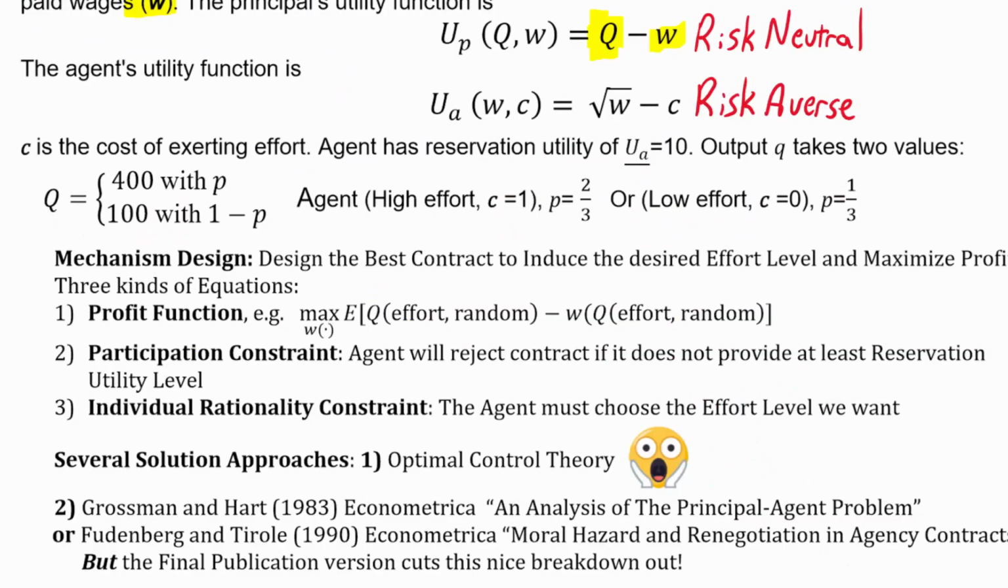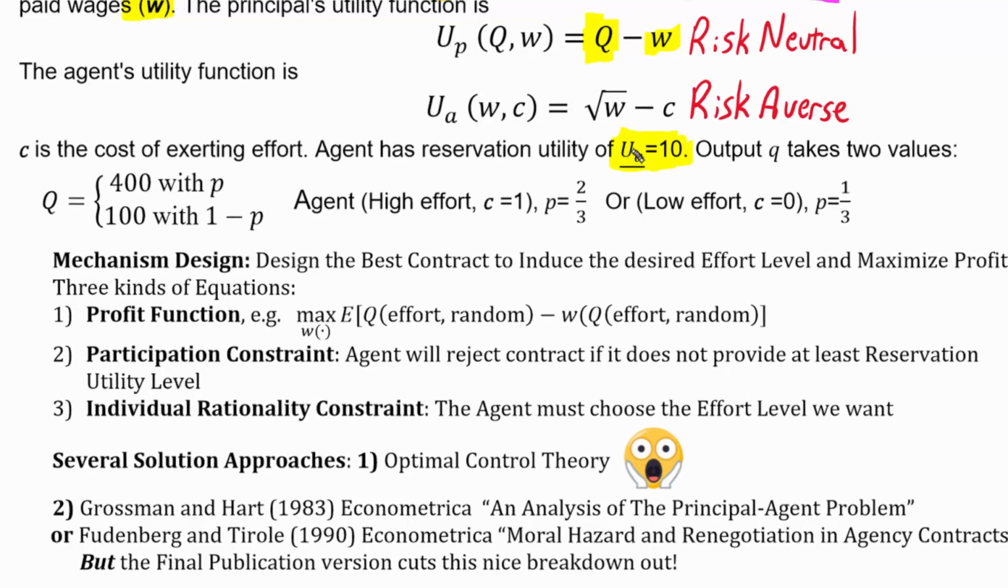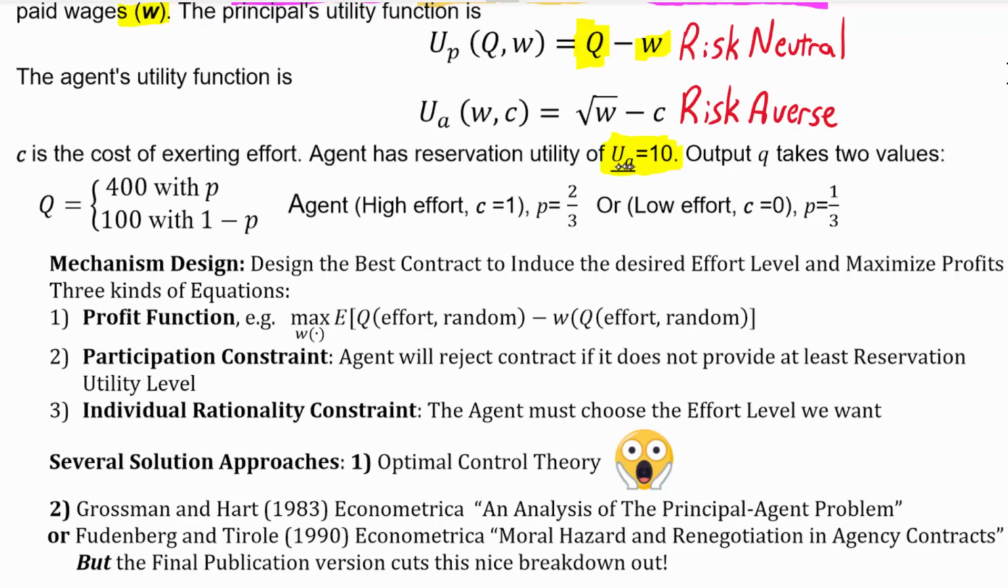One other thing that we have to remember in this kind of problem: usually the agent has a reservation utility, and in this case the agent has a reservation utility of 10. We're going to call that UA, utility of the agent, with a lower bar on it. What that's telling us is this agent doesn't have to contract with this principal. If the principal isn't going to pay this agent at least enough money so that they can get an expected utility of 10, then this agent's going to walk away. They have some other job they could do.